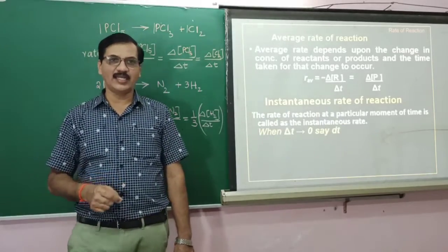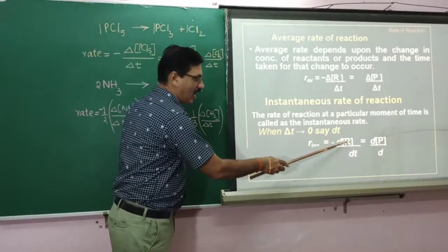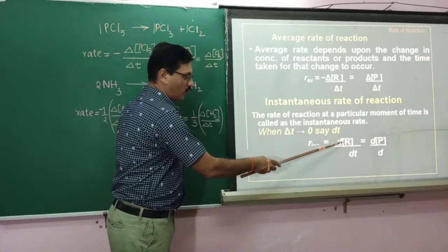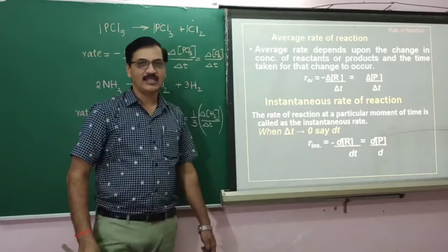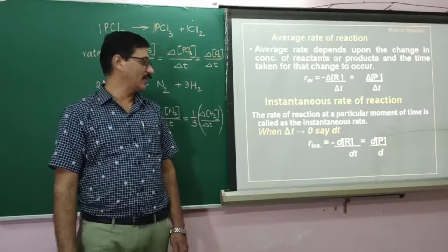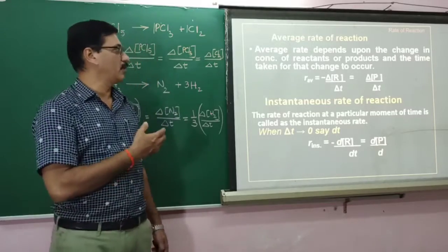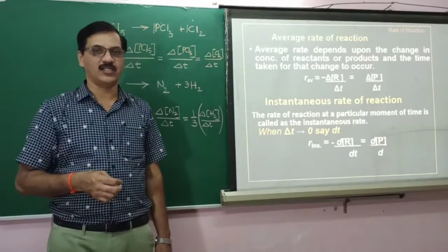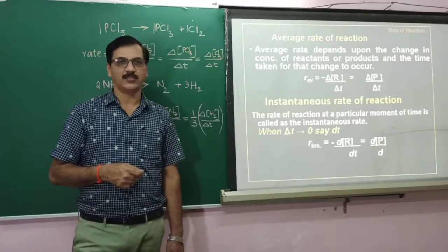This is denoted in a little different way. This is denoted as dR by dt, the change of concentration of R versus time, that is a small change in concentration. I will give a similar example to understand this average and instantaneous rate of the reaction.